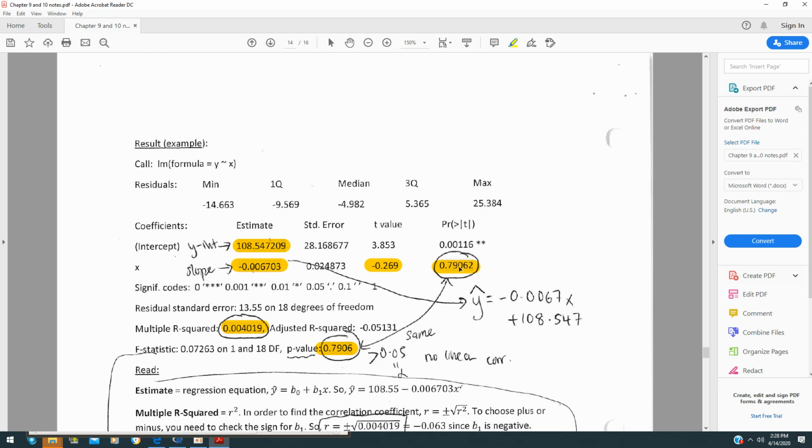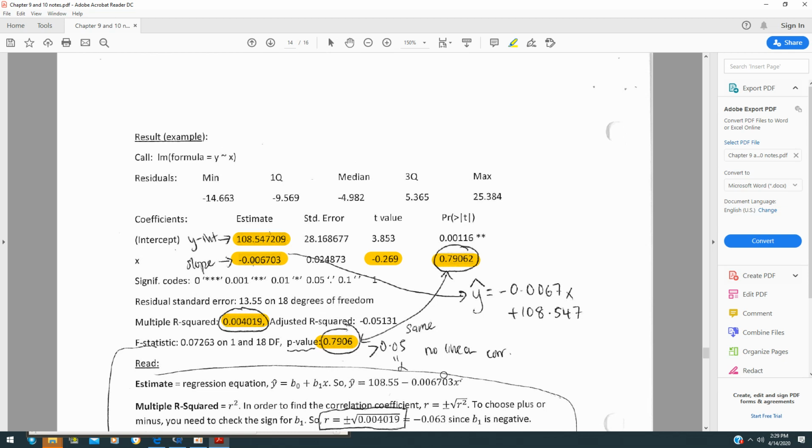So for some of you, this question is asking for the p-value. Sometimes the question asks for the test statistic. And then if you look at this 0.004019, this is your r squared, the multiple R-squared. In order for you to find your r here, you have to take the square root of this number. And do not forget that every time you take a square root of this number, there is a plus or a minus.